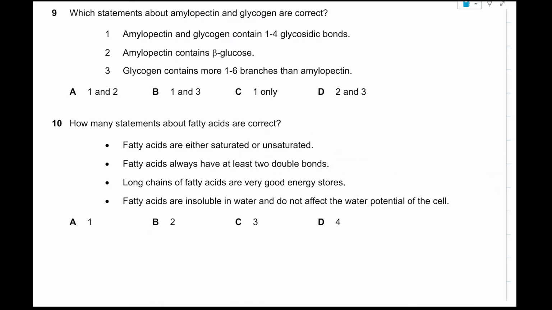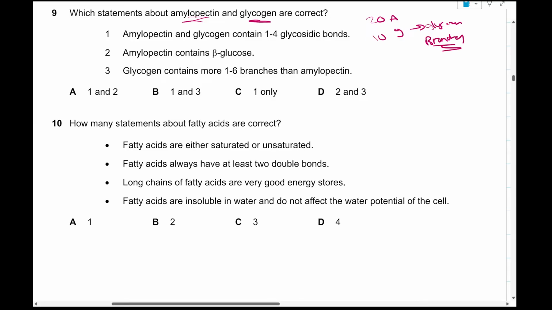Question number 9. Which statements about amylopectin and glycogen are correct? So, both are polysaccharides. And the difference between amylopectin and glycogen is that amylopectin is branched every 20 monomers. This is for amylopectin. And glycogen is branched every 10 monomers. Therefore, glycogen is more branched or has more branches.